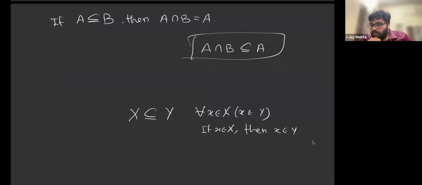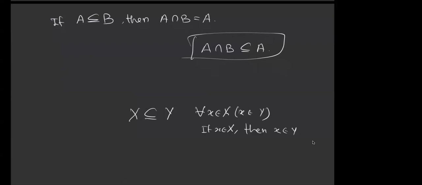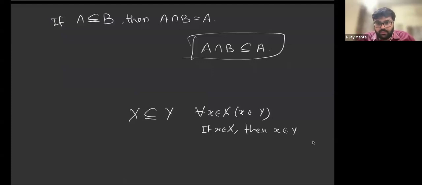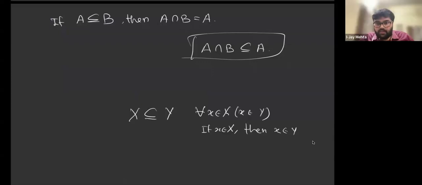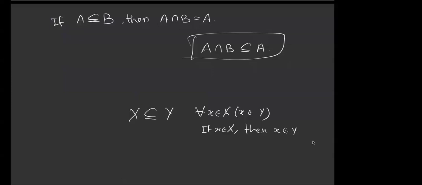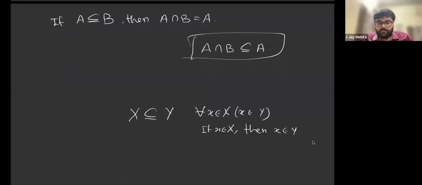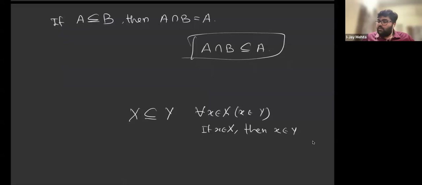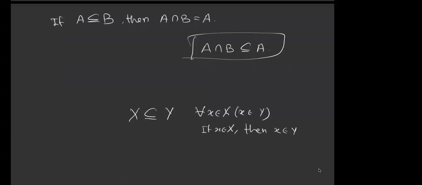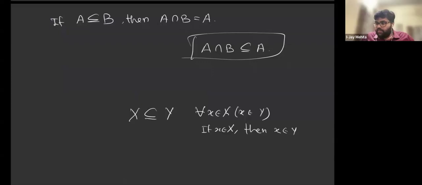Room number 10, Sumit. Can you repeat? Yes, sir. We have to prove A is a subset of A intersection B. If we assume that X belongs to A, then since A is a subset of B, X belongs to B. So we can conclude that X is in A as well as X is in B. Good. So we can write X belongs to A intersection B. Yes, sir.